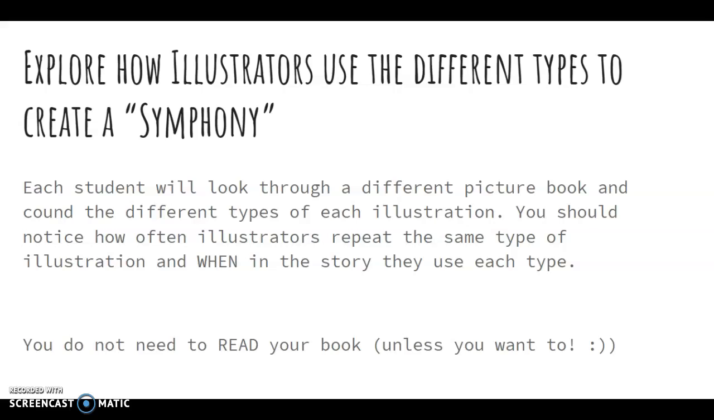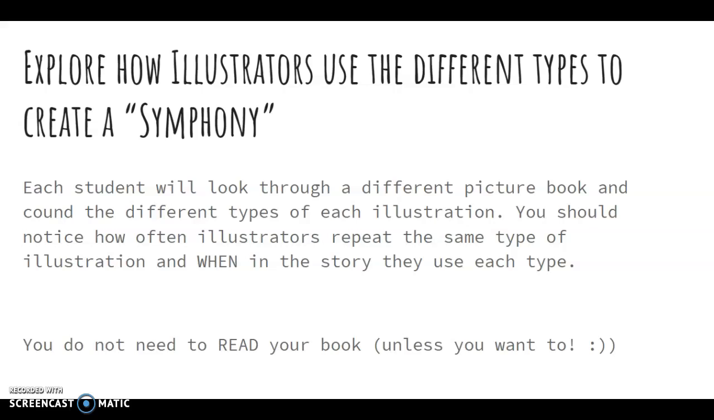Now, for the rest of today, you are going to be exploring how illustrators use these different types of illustrations to make a symphony. Going back to that music analogy we used earlier on, each of those songs together go throughout the whole movie to tell a story. You can listen to the soundtrack of Jurassic Park and kind of follow along with how it felt.